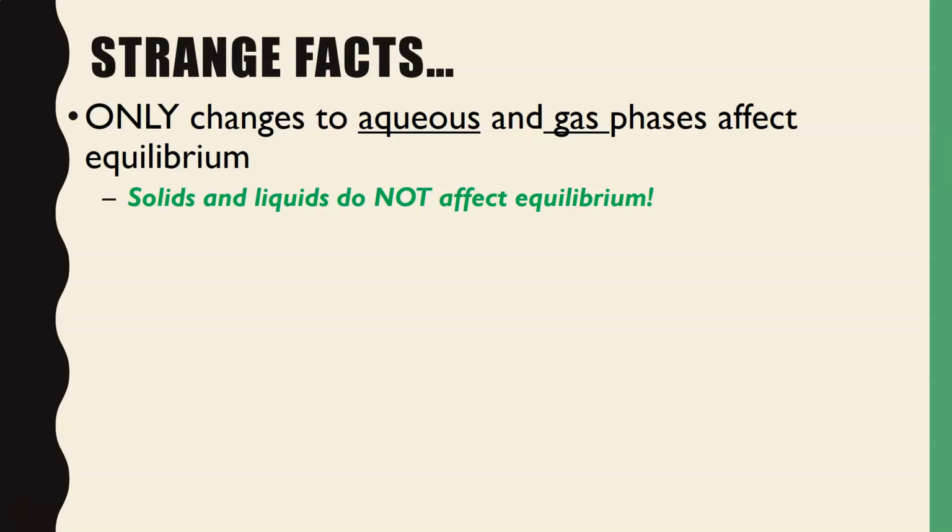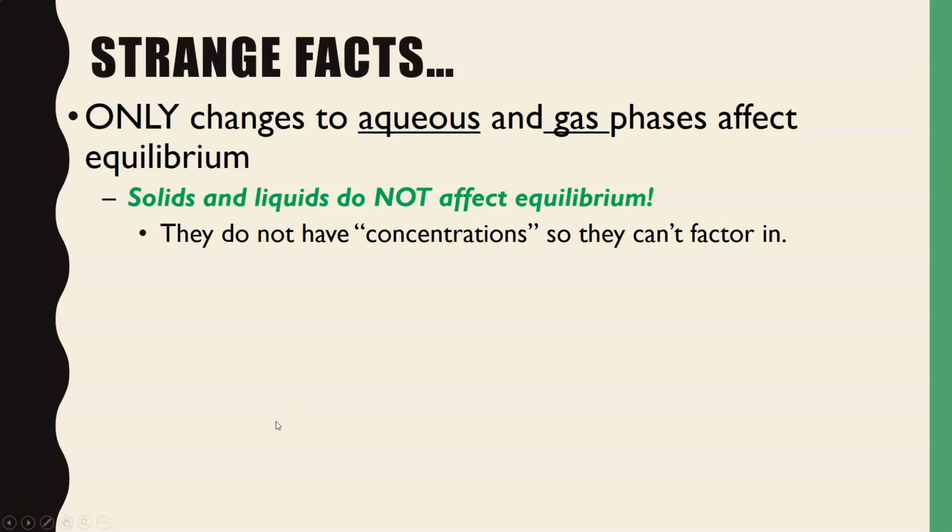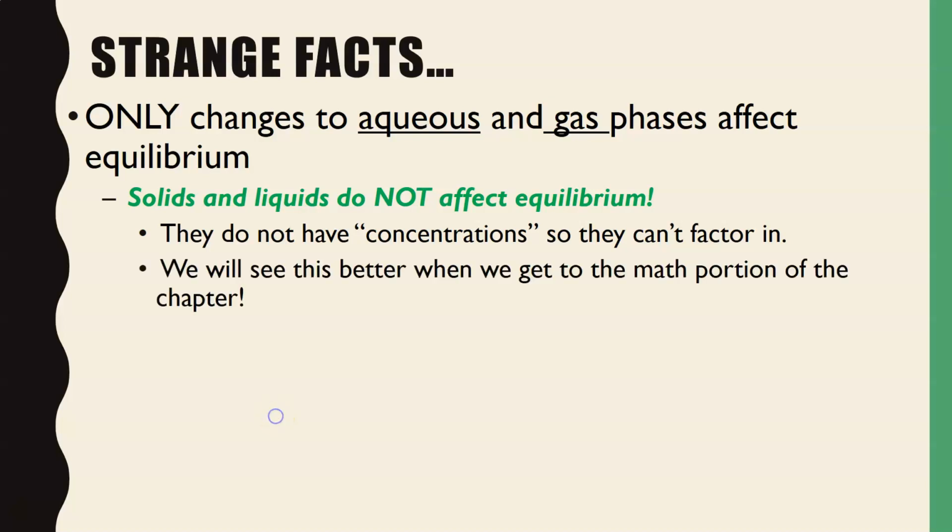So the reason solids and liquids don't affect equilibrium is a really weird fact that they don't really have concentrations. Mathematically, when you start deriving the equations that we use, they don't have what we consider to be concentrations. So it's not going to change the equilibrium point. When we start doing some of the math, you'll see what I mean, where there's no place for those chemicals to be in our equation.